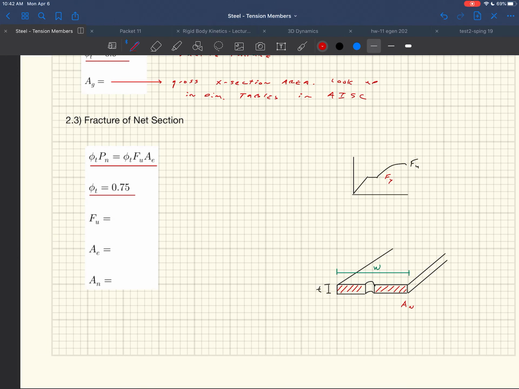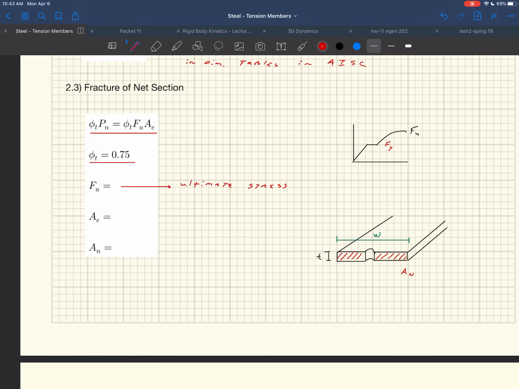Fu, we just mentioned that. This is the ultimate stress. You can look this up in one of those tables, okay, or it's given to you in the problem statement. But that's the ultimate stress, right? And that's beyond what Fy is. This is where it will actually break, okay?